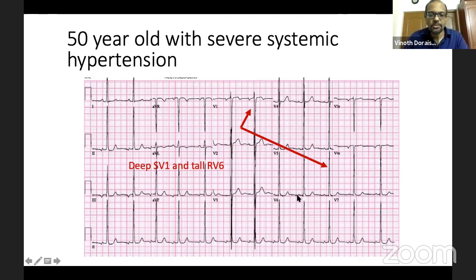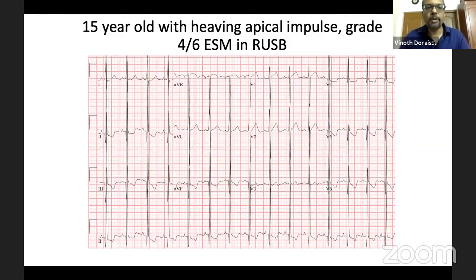There are no changes. Next, in contrast to this boy, a 15-year-old boy with a heaving apical impulse, a grade 4/6 ejection systolic murmur in the right upper sternal border, and also a delayed peaking carotid impulse. So this patient has aortic stenosis.